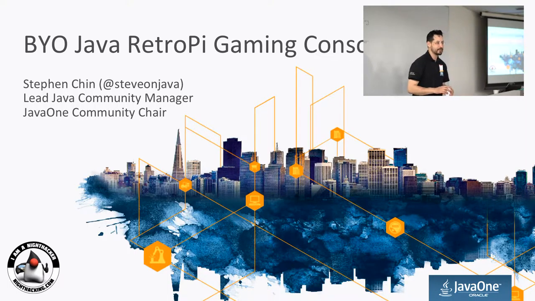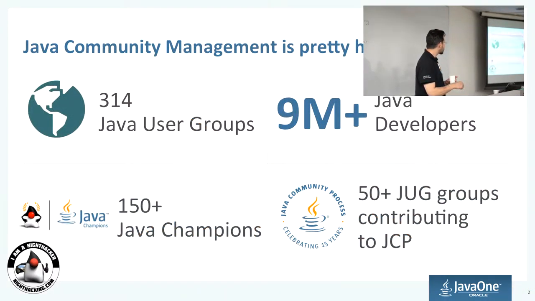Okay, I take that as a yes. So first, a little bit about me. My name is Steven Chin, and I'm Java Community Manager, and I help to run the global Java community, which includes all of these different items.